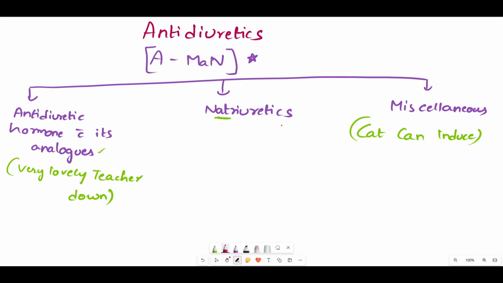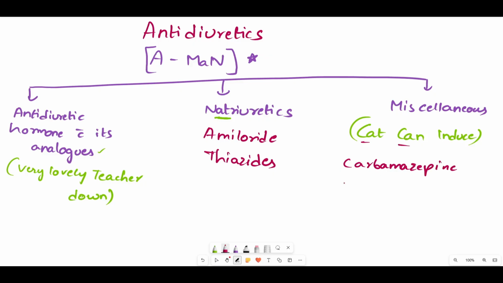Coming back to natriuretics, we said AT. A means it is amiloride, T means it is thiazides. So amiloride and thiazides will be coming under natriuretics. Now coming back to the miscellaneous class, which is cat can induce, where C means it is carbamazepine. Then one more C means it is chlorpropamide. Then I means it is indomethacin.